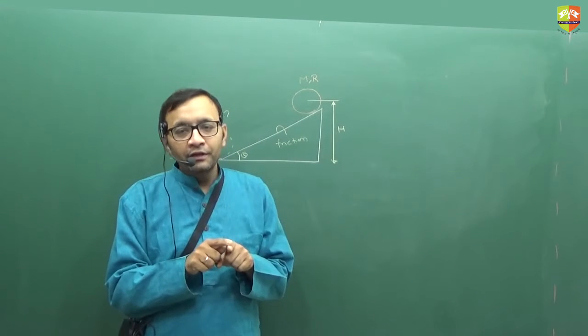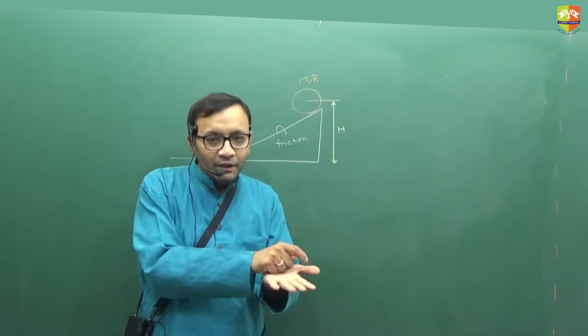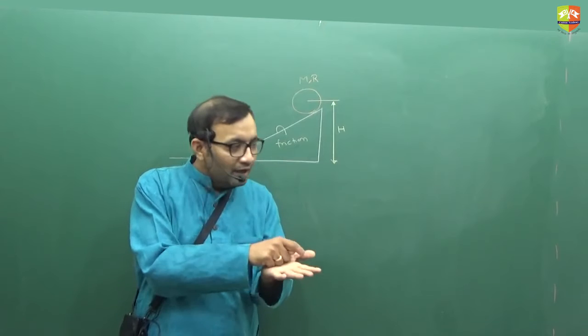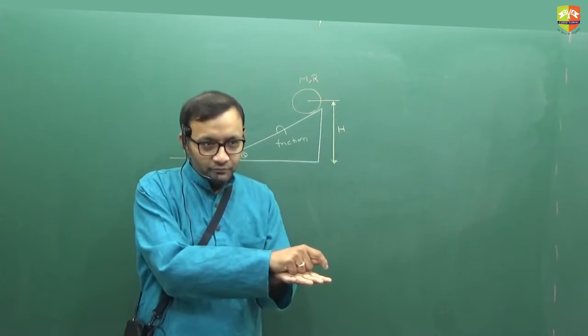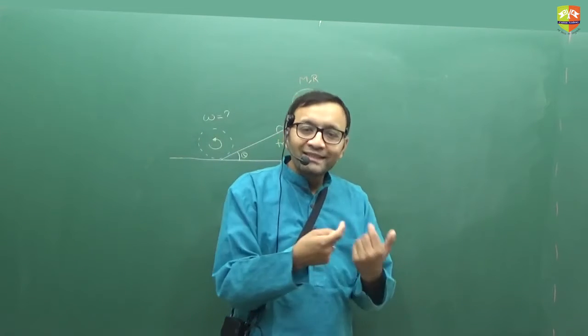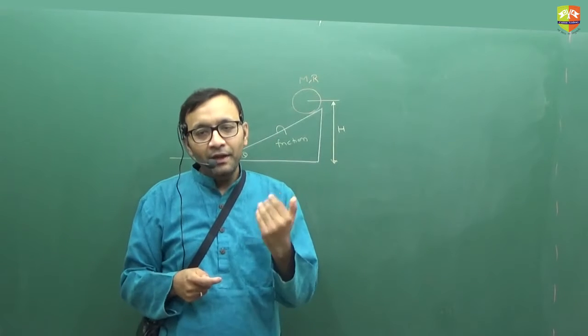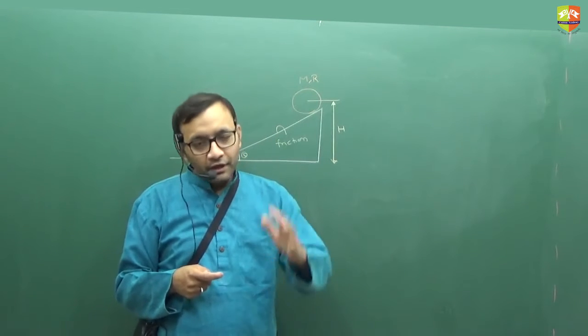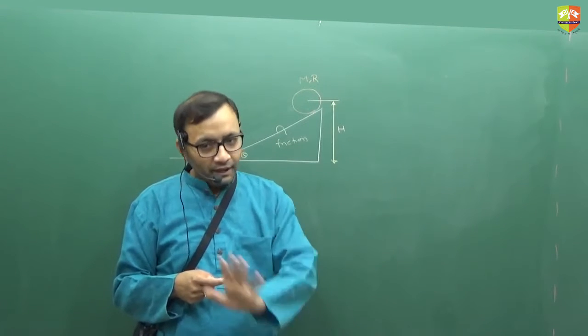If it is pure rolling, there is no slipping between the two surfaces, right? Relatively, they are not moving. So work done by the friction is zero, but that doesn't mean that friction doesn't apply force. Force is there to create acceleration and angular acceleration, but that doesn't do any work.